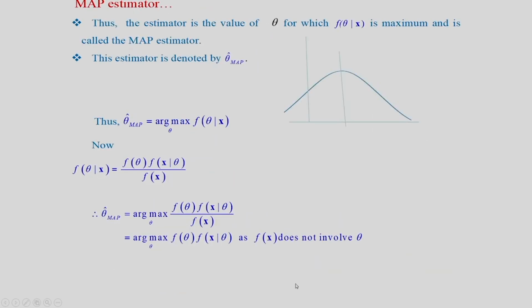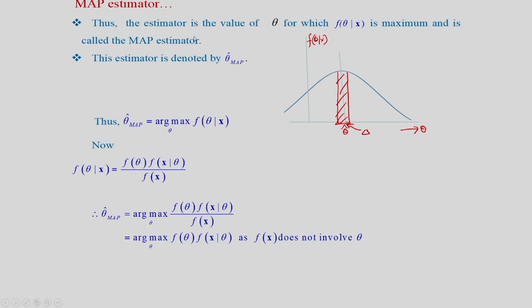We will illustrate with this diagram. Suppose this is my theta and this is my f of theta given x. Now, this density function has a maximum at this point. Now, if I put my theta hat here, and this interval is delta, then this area will be maximum if I put theta hat at this point corresponding to this maximum.